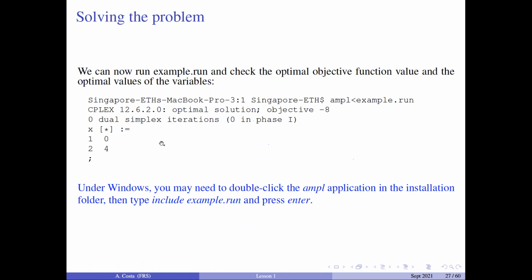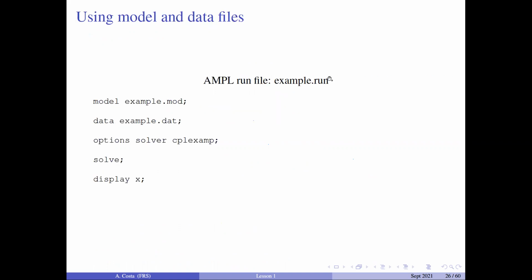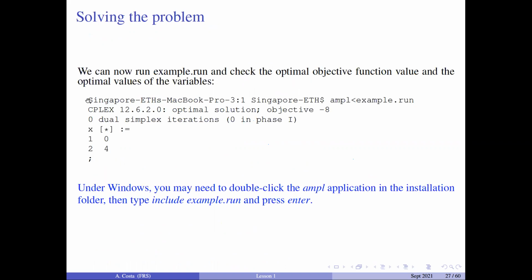Okay. First, you create the model file. Then you create the data file if you need. Then you create the run file where you specify what is the model, what is the data, what is the solver, solve and show me the solution. You run the run file and then you get the output.